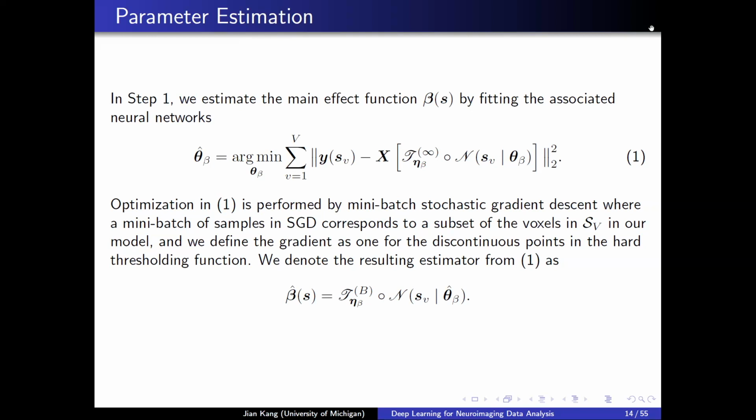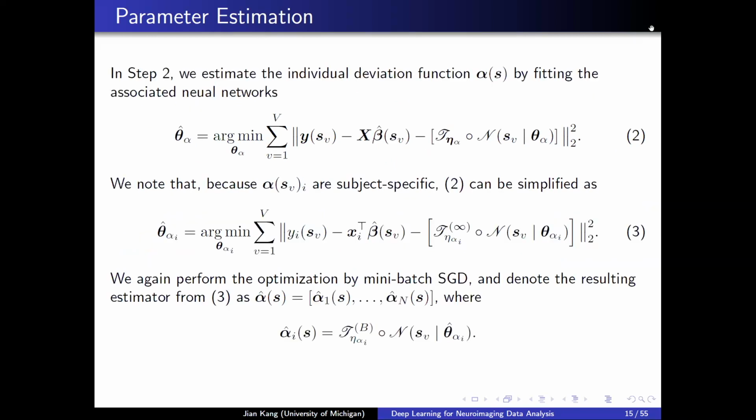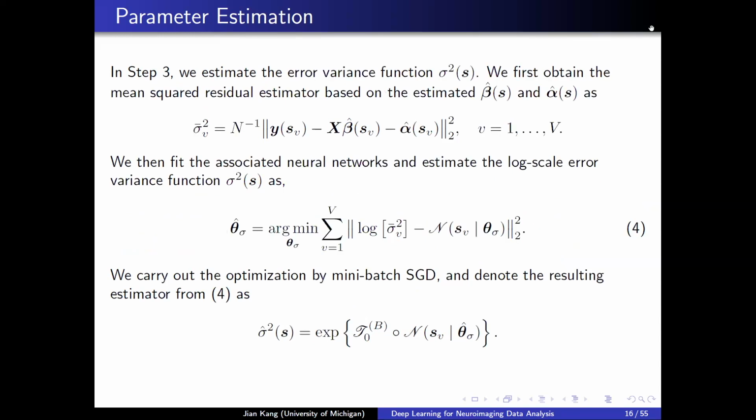Following this idea, we first get the beta estimation, then we have a loss function to get alpha and also the spatial variance parameter. So in step two, we get alpha, the individual effects, and in step three, we get the variance estimation. This is just a one-step estimation. You can also do iterative updates to get an even more accurate estimation, which takes a longer time until it converges. Any more questions so far about the estimation?